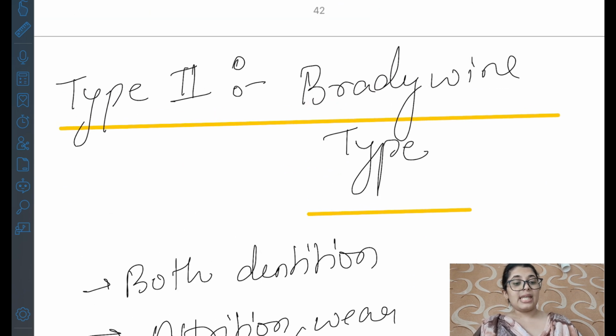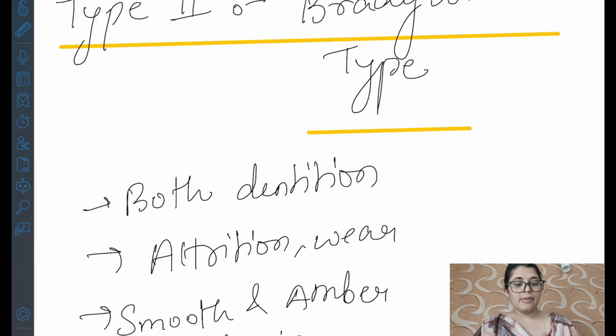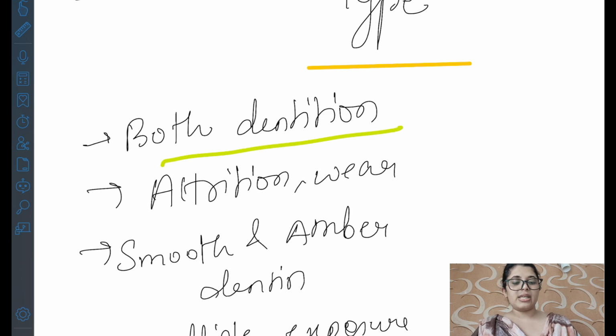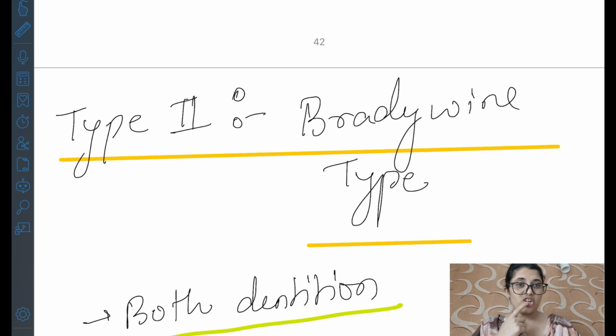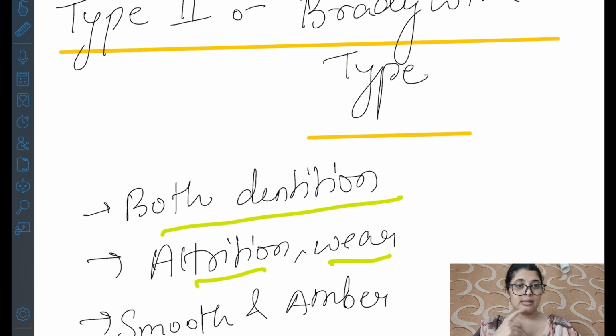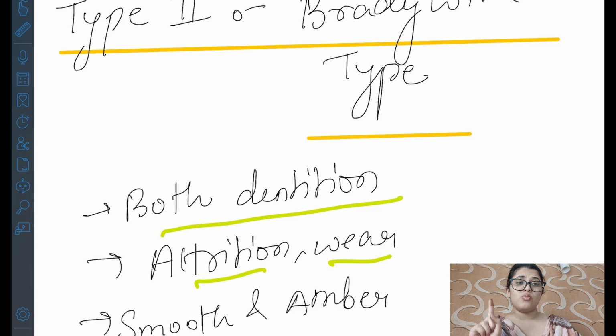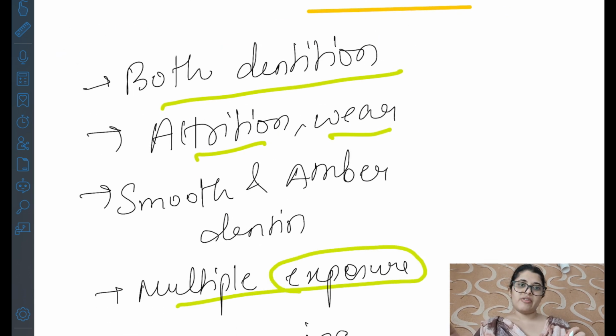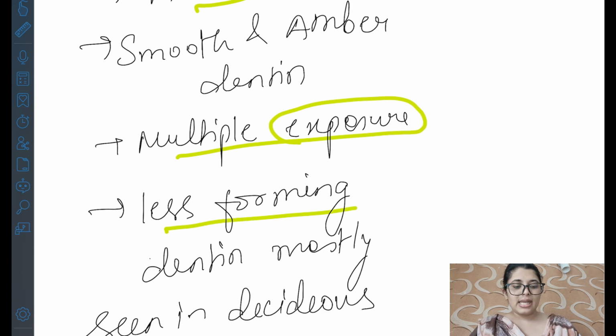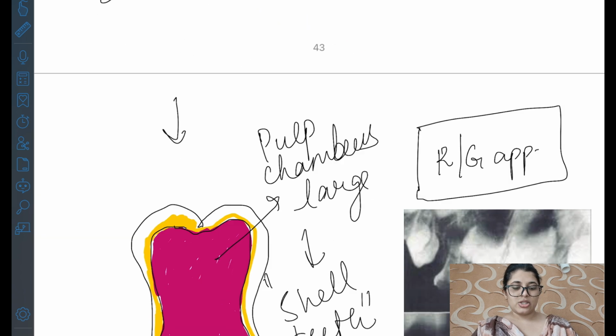Now coming on to type 2, that is the Brandywine type. Both dentitions are affected, with attrition and wear, and because of the exposure of the dentine, the dentinal area is smooth and amber in color. Multiple pulpal exposures will be seen because the dentine is defective and the enamel is defective, so pulp exposure is high. Less dentine forms, mostly seen in deciduous dentition.